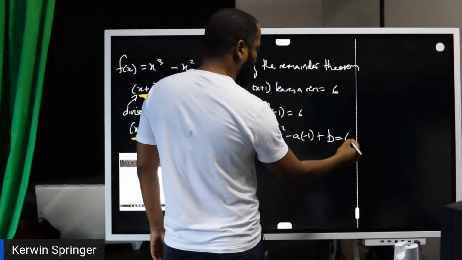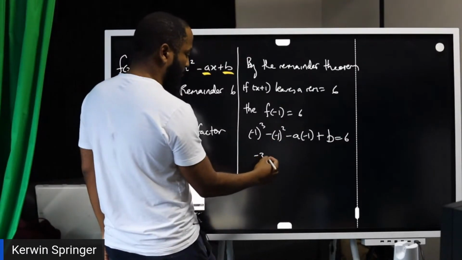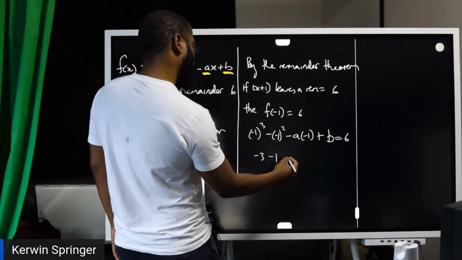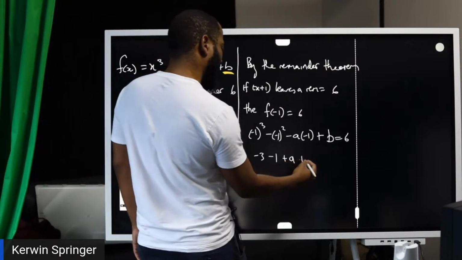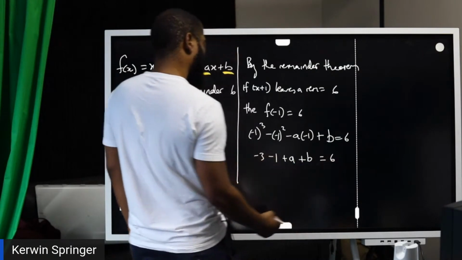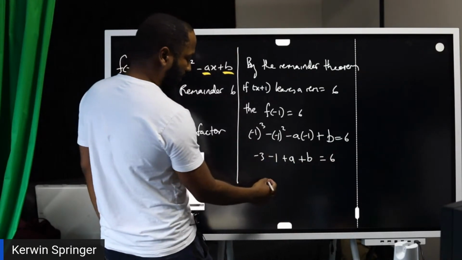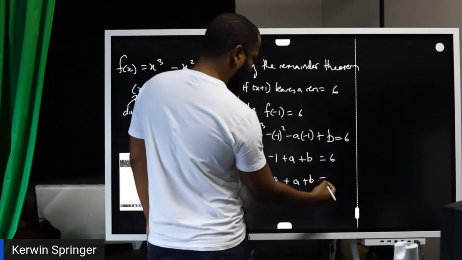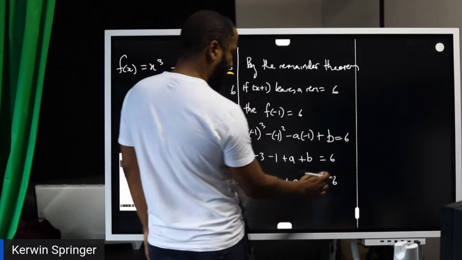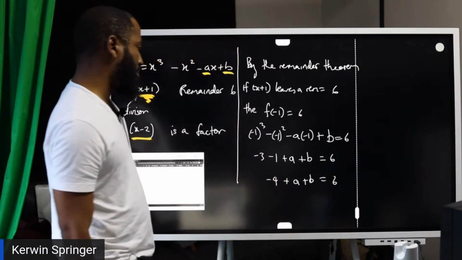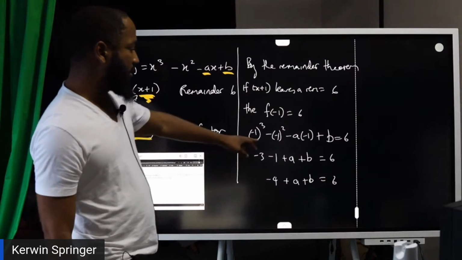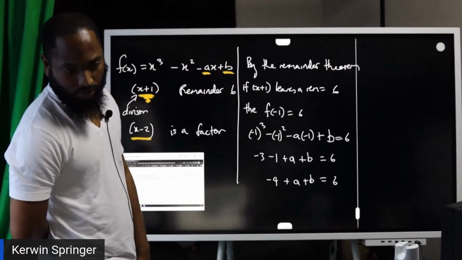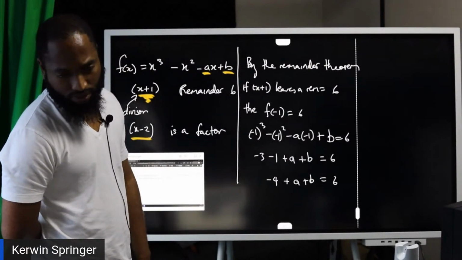We try to generate an equation and then solve simultaneously. So this is -1, this is -1, so we have -2 plus a plus b is equal to 6. The reason this is negative is because it's a negative cube. Everybody got that? Negative 1 cubed is negative 1.